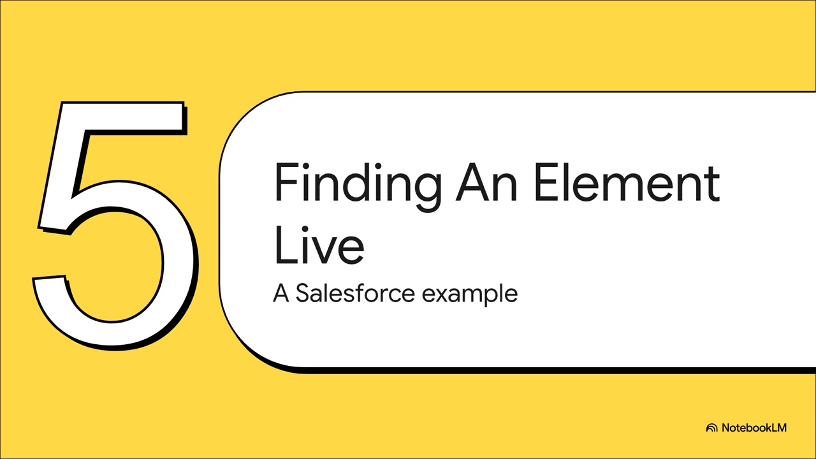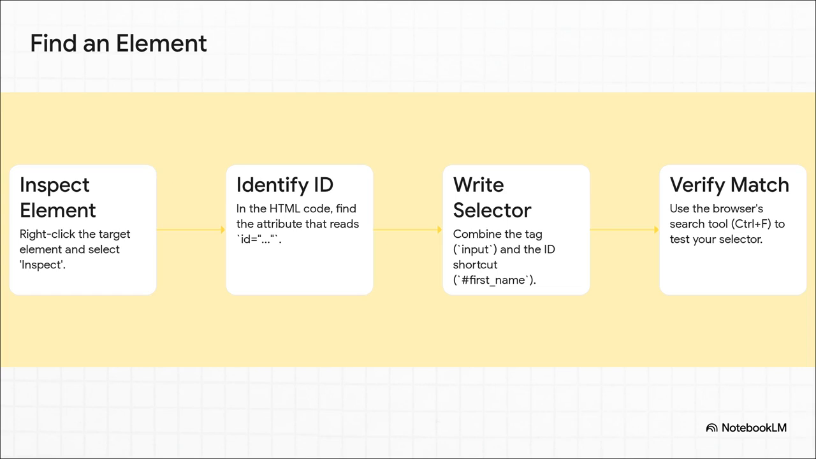All right. That's enough theory. Let's actually do this. We're going to find an element on a real web page right now. Okay, it's a really simple 4-step process. Step 1, go to the element you want, right-click it, and hit Inspect. Your developer tools will pop right up and highlight the code. Step 2, look right there in that highlighted code for the ID attribute. Easy. Step 3, now you just write your selector using our new shortcut, so the tag name, the hash symbol, and whatever the ID's value was.